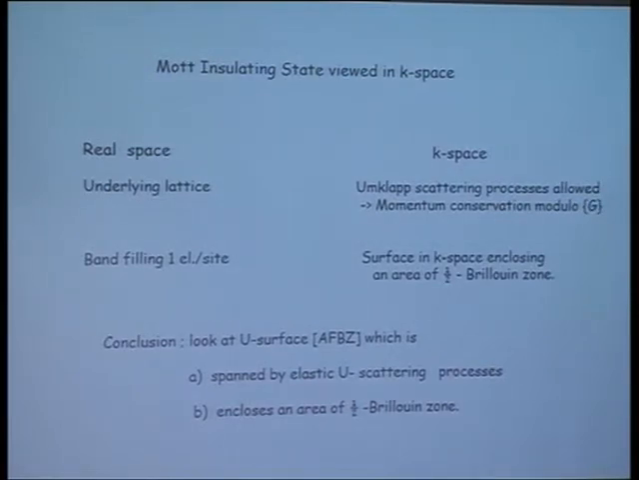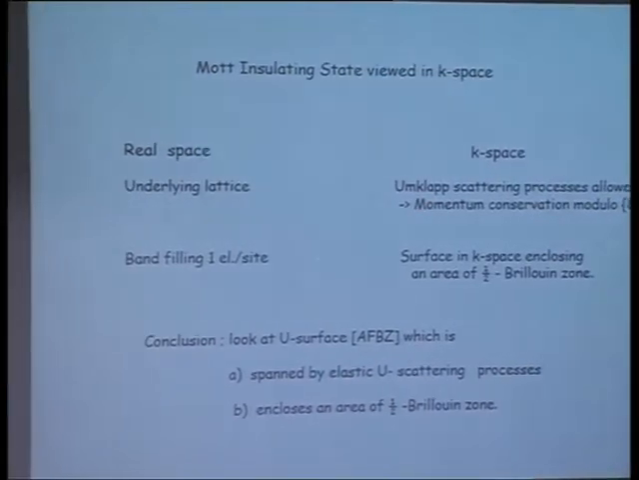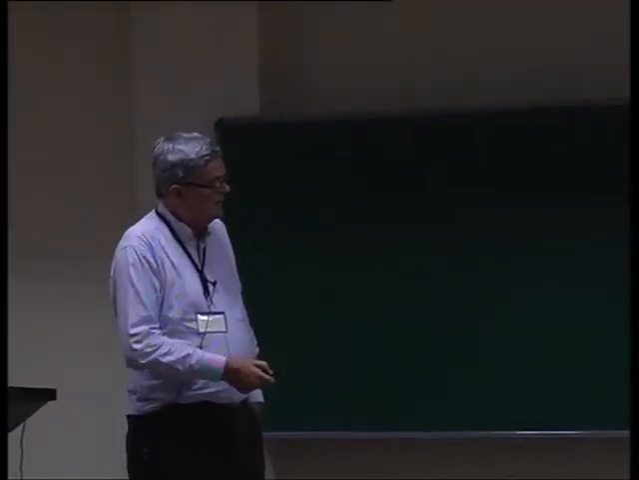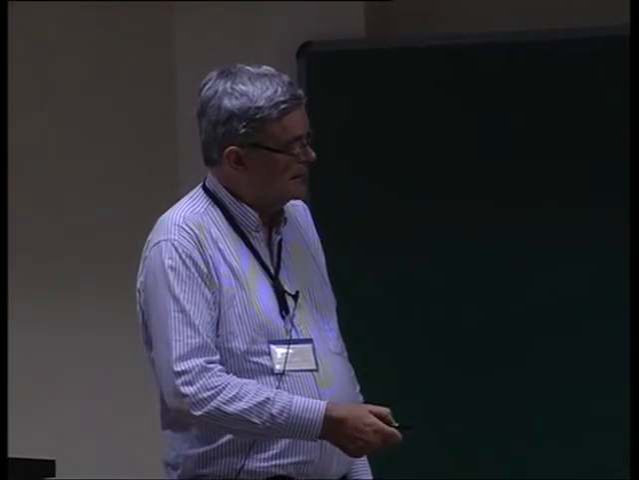The second thing to get a Mott insulator, of course, is we should have a filling of around 1 electron per site, and that in K-space corresponds to a surface in K-space enclosing half of the Brillouin zone. So the conclusion is we should look for the onset of Mott physics at a surface that is spanned by elastic umklapp scattering processes, and which encloses an area of half the Brillouin zone.